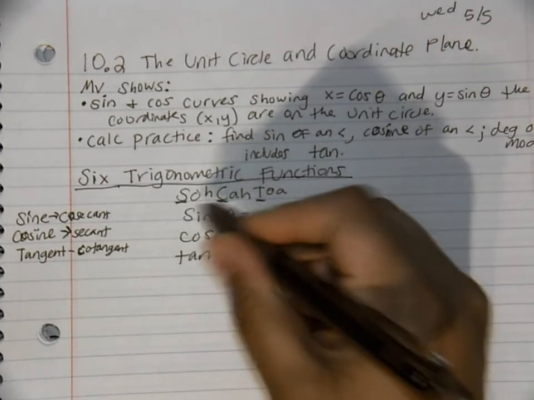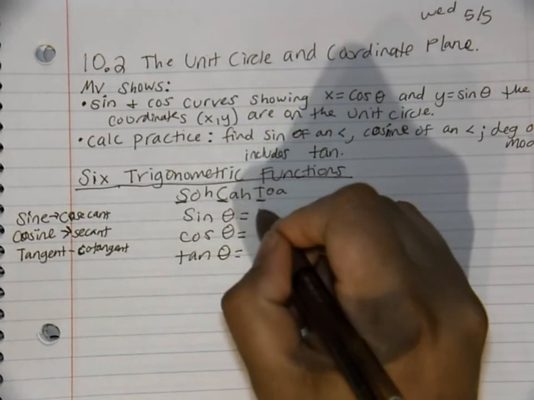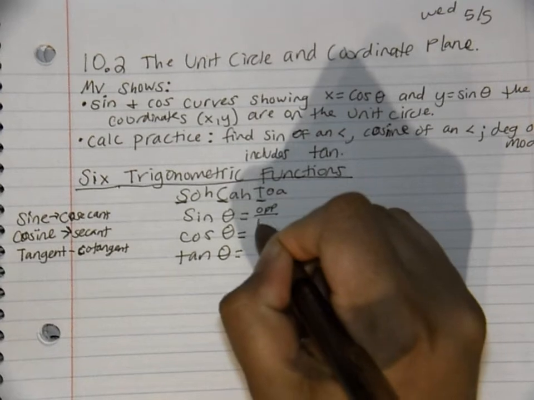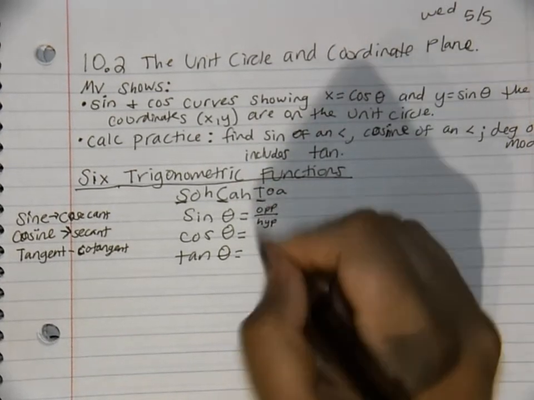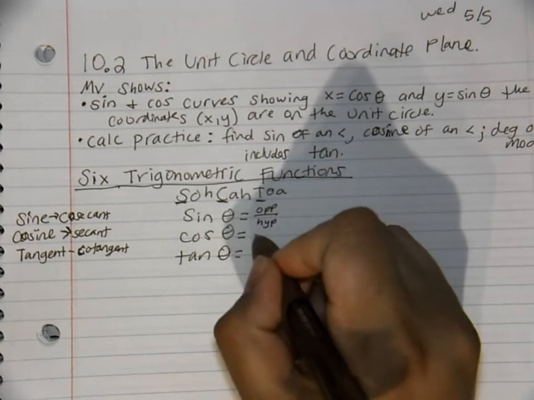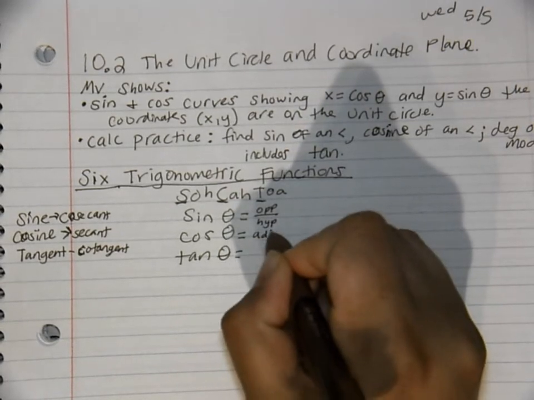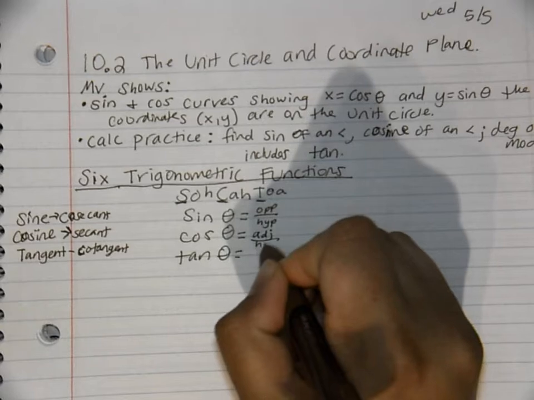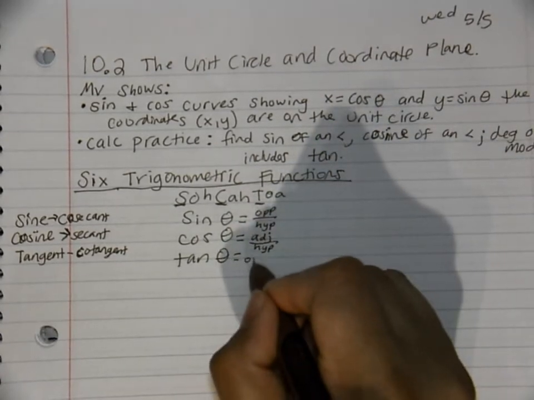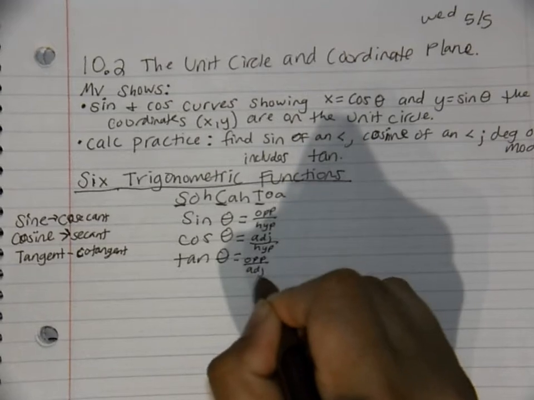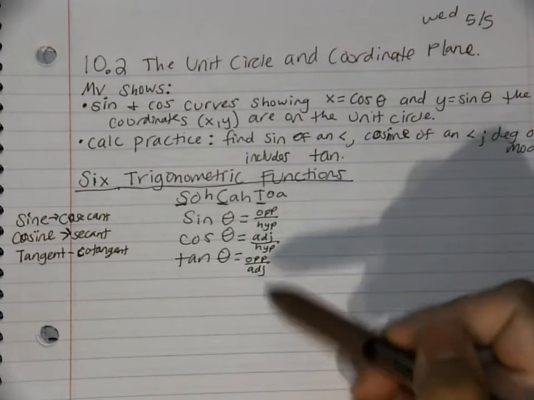Okay, so the sine stands for opposite over hypotenuse, and I'll abbreviate it OPP over HYP. That's opposite over hypotenuse. Cosine stands for adjacent, ADJ, over hypotenuse. And then finally, tangent is opposite over adjacent. And so if you're wondering, what does that even mean?